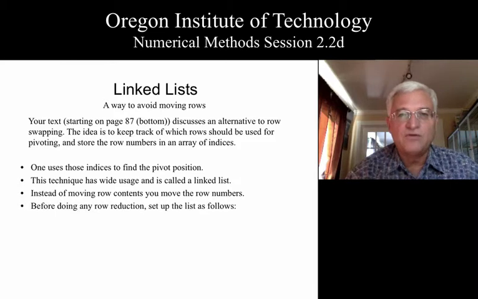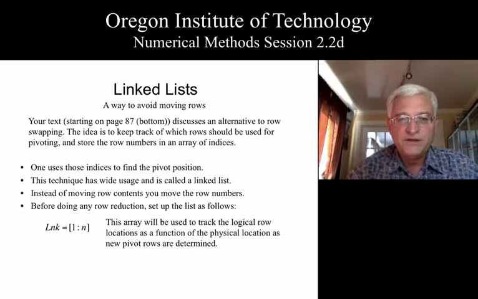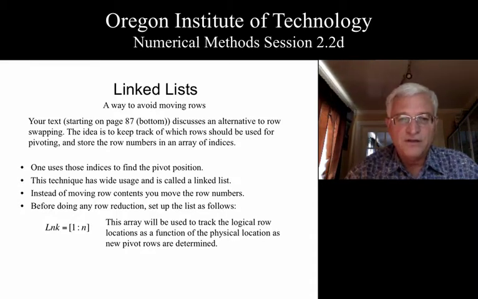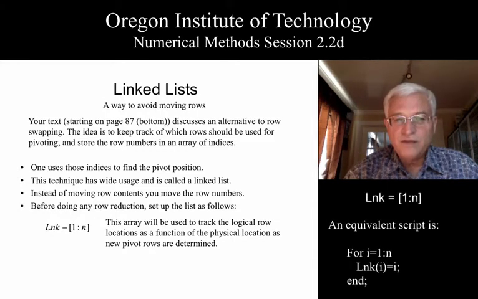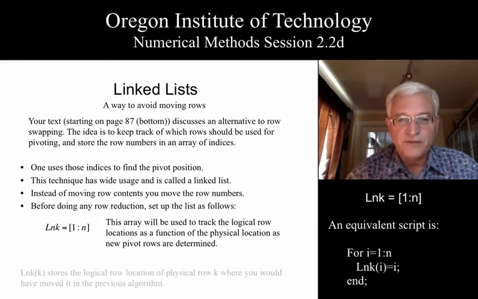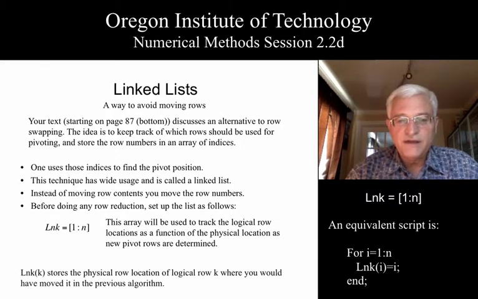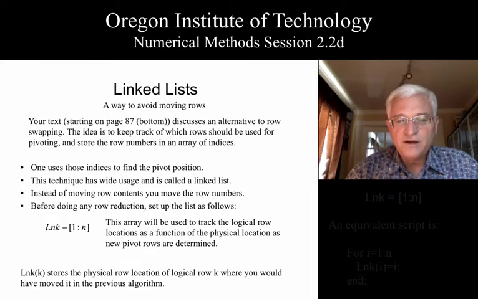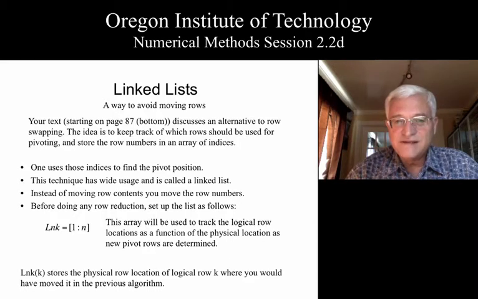So before doing any row reduction, we need to set it up, and we will do that using an integer array. This is MATLAB code that would accomplish defining an array called link, LNK, and it would fill that array with n integers, starting with 1 and working sequentially up to n. That will be what we will manipulate rather than manipulating the data. So the link array will do the following. If we are interested to find row k, we will physically find it at link of k.